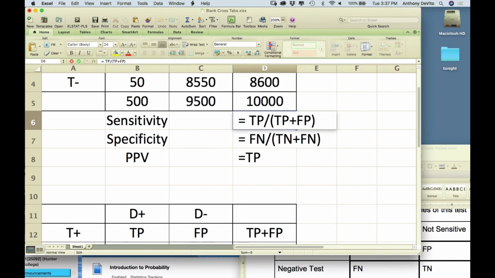Oh, I did that wrong. That's wrong. True positives.